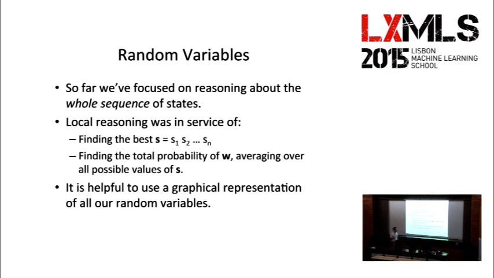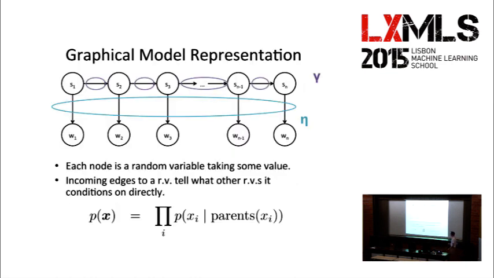It's really helpful to think about this problem using a graphical representation of all the variables that the model is accounting for, all the different words and all the different states. And so to do that, I'm going to draw a graphical model. Have people seen this kind of representation before? It's a really elegant way to capture what's going on. Each node is a random variable that takes a value. The ones on the top take values in lambda, the state set. The ones down here take values in sigma.